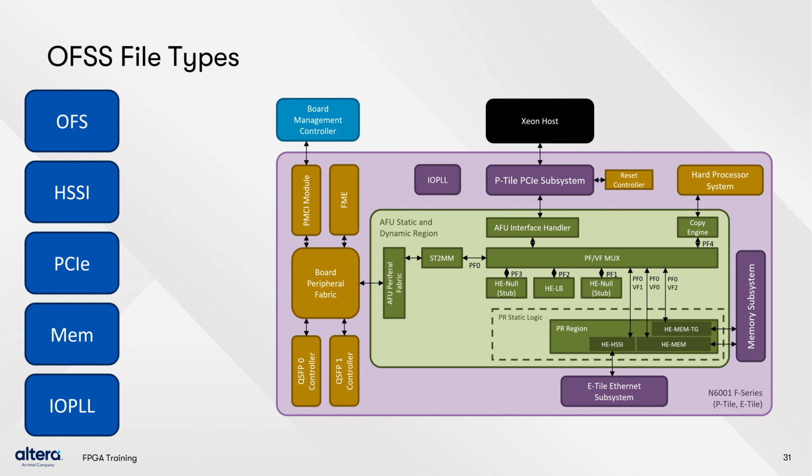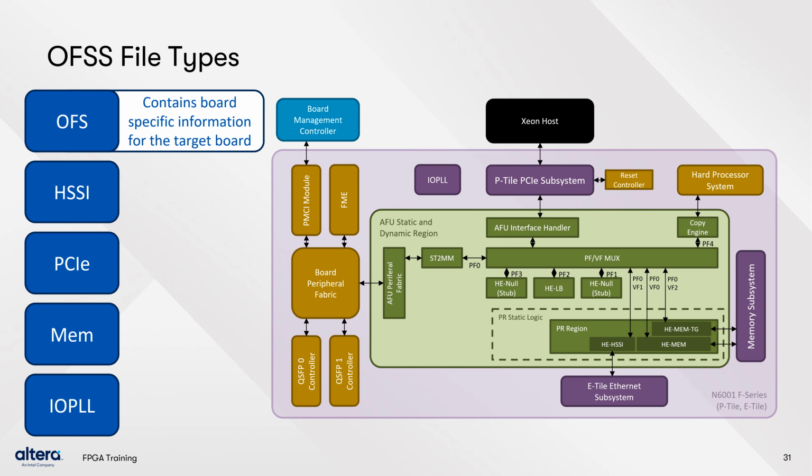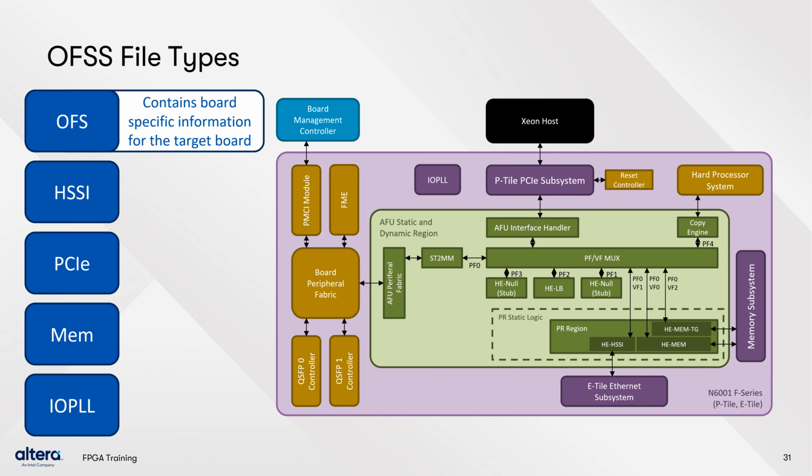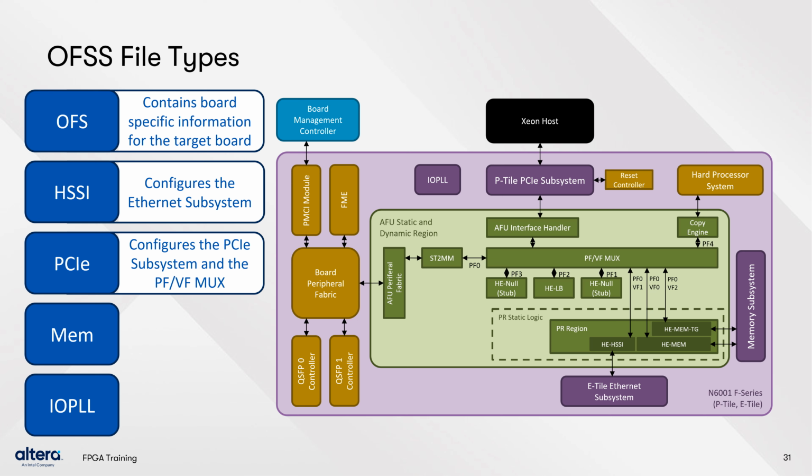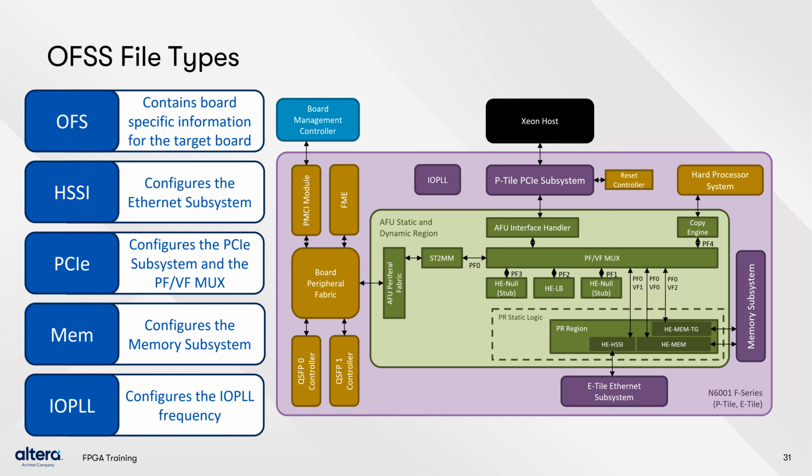There are 5 types of OFS settings files. The OFS settings file contains board-specific information about the target board. The HSSI settings file configures the Ethernet subsystem. The PCIe settings file configures the PCIe subsystem and the PFVF MUX. The memory settings file configures the memory subsystem, and the IO-PLL settings file configures the IO-PLL frequency.